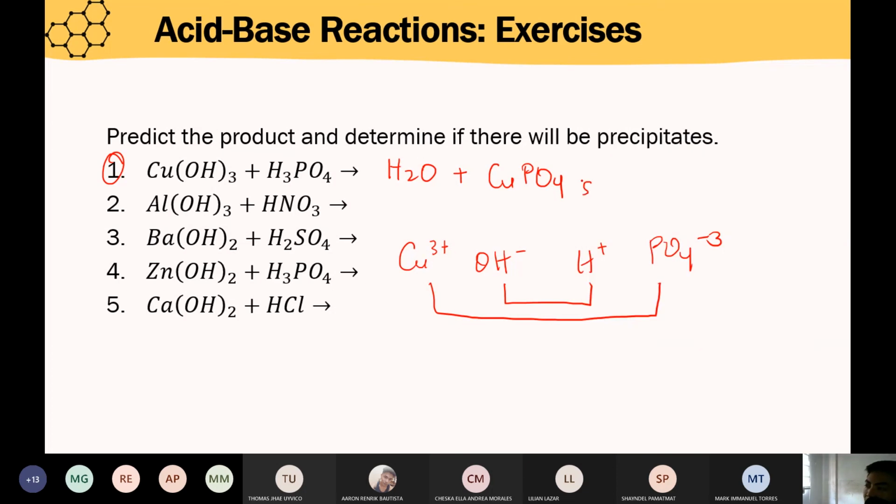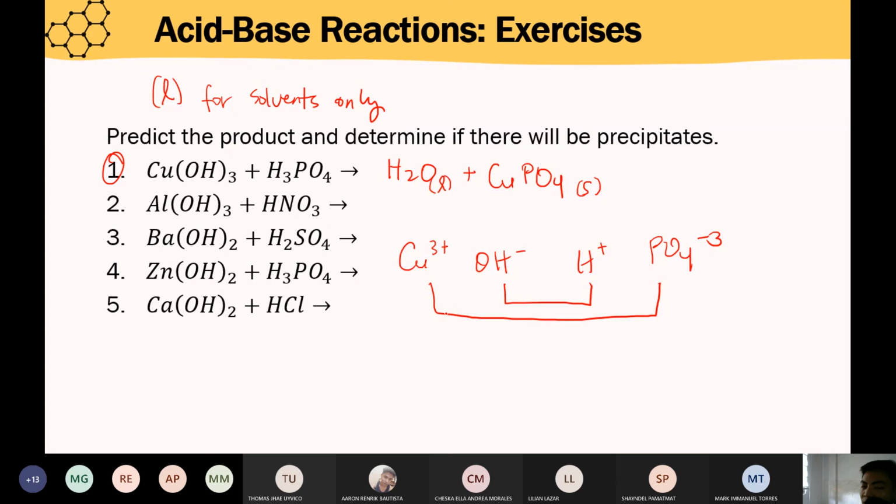So, may precipitate din tayong nabuo. By the way, di ba sa precipitation reaction, we write letter S kapag may precipitate. Sa acid base, may nilalagay din tayo kay water. Nilalagay natin kay water ay L, meaning liquid na. Yung L sa chemistry, that is only used for solvents lang. So the L is only used for solvents such as water.